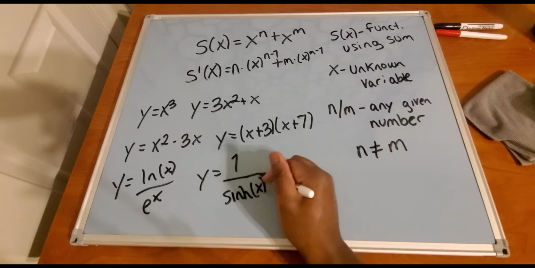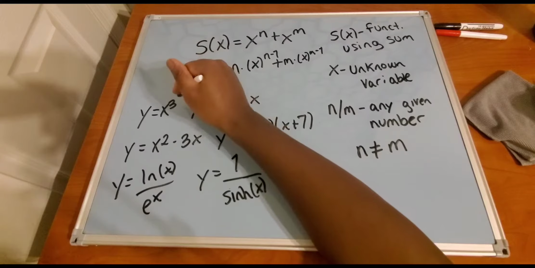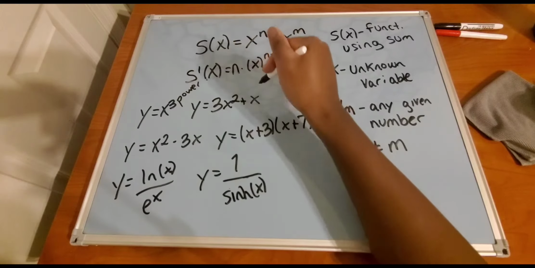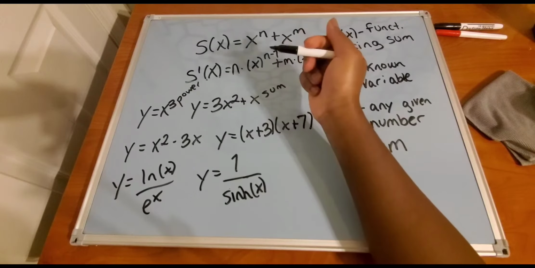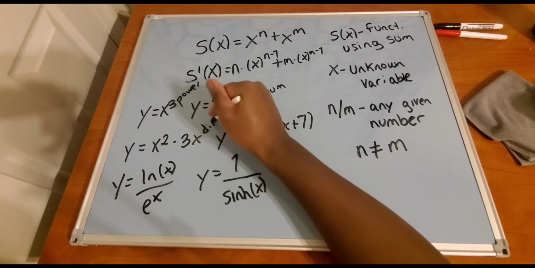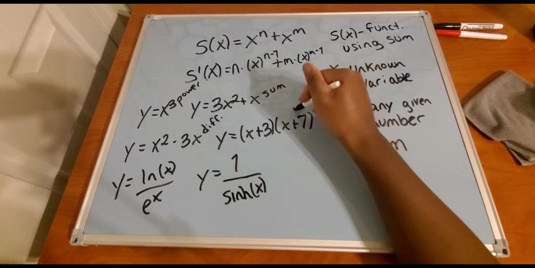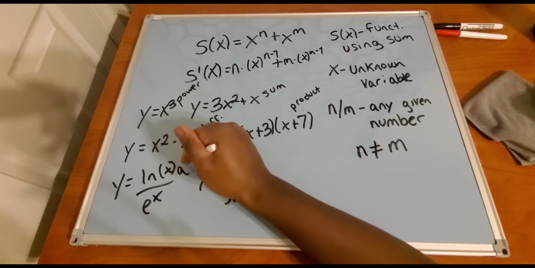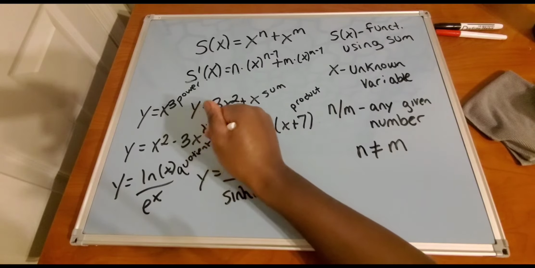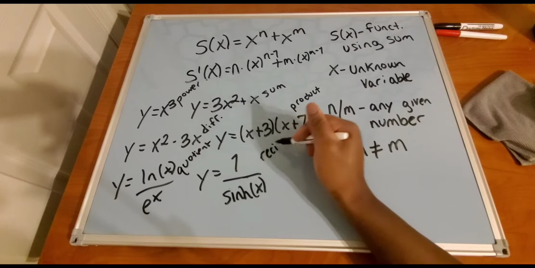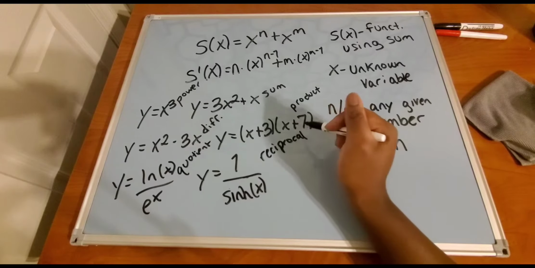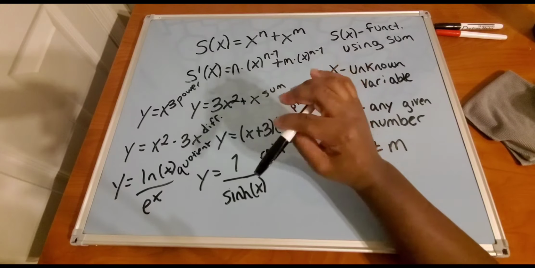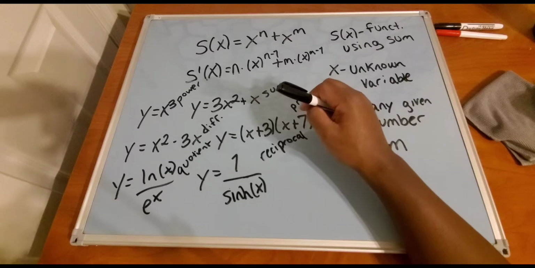Let's go through these. What would we do? Well, this one right here is a power rule. This one right here is a sum rule. This one is a difference rule. This one is a product rule. This one is a quotient rule. And this one is a reciprocal rule. So, if you're wondering what you would do to solve all of these independent ones, I have made separate videos on every single one of them.